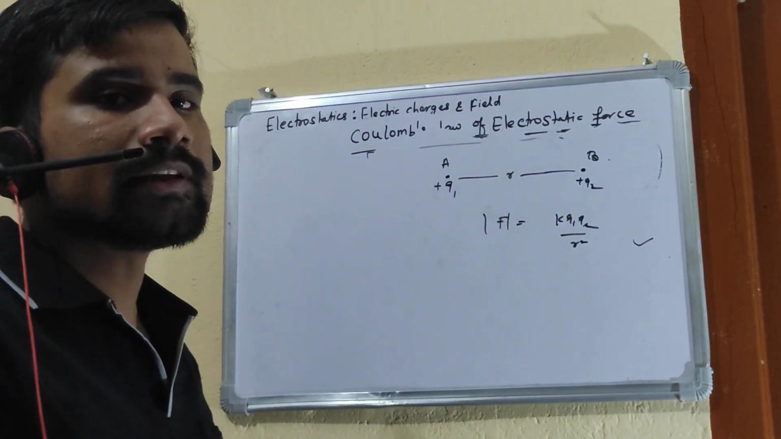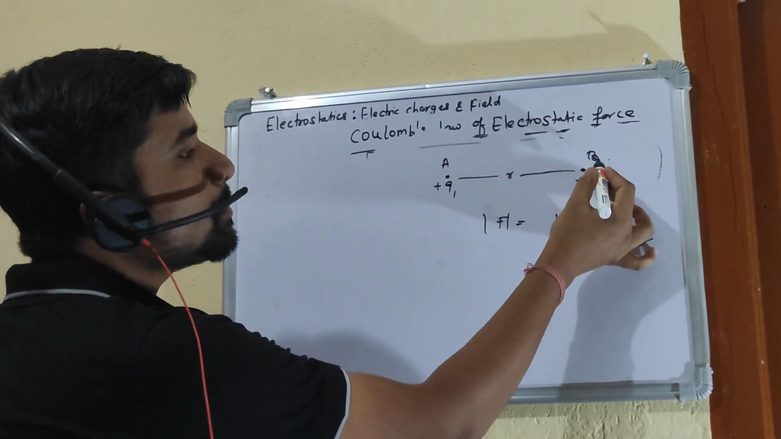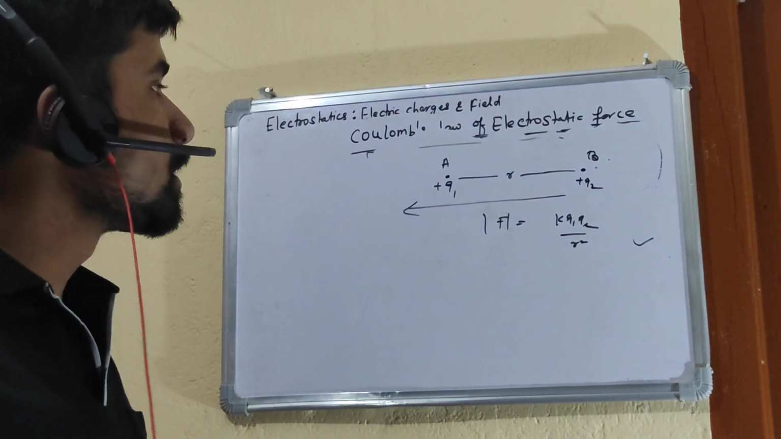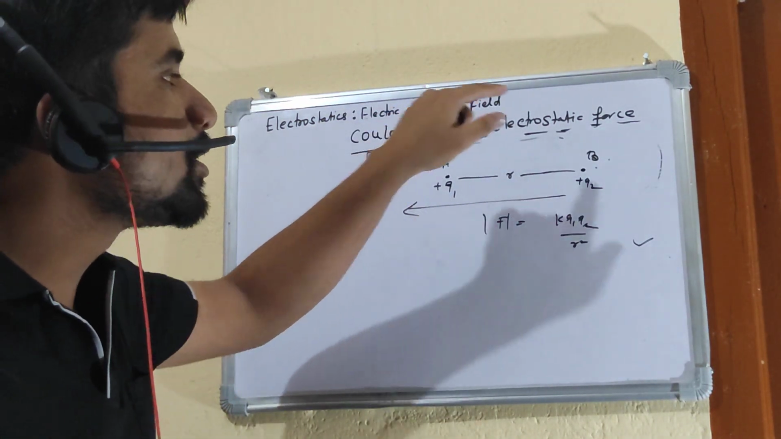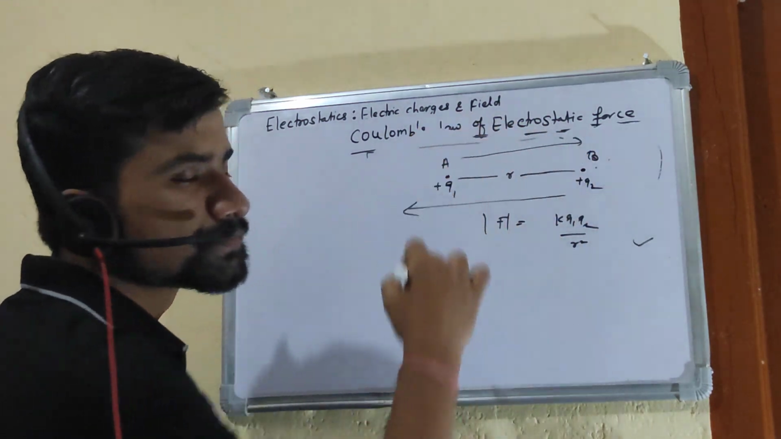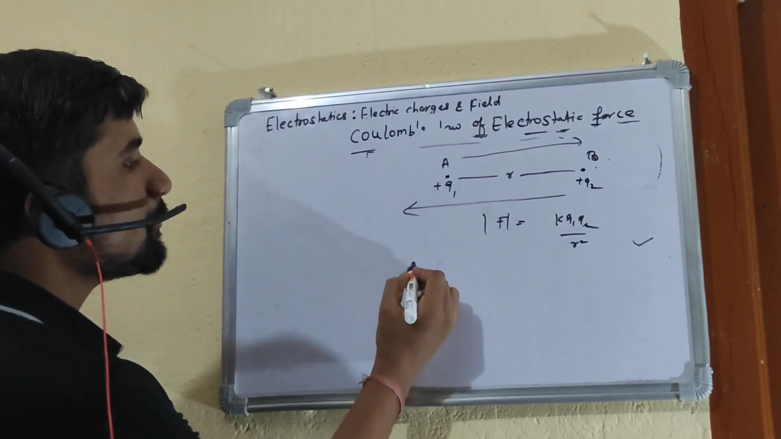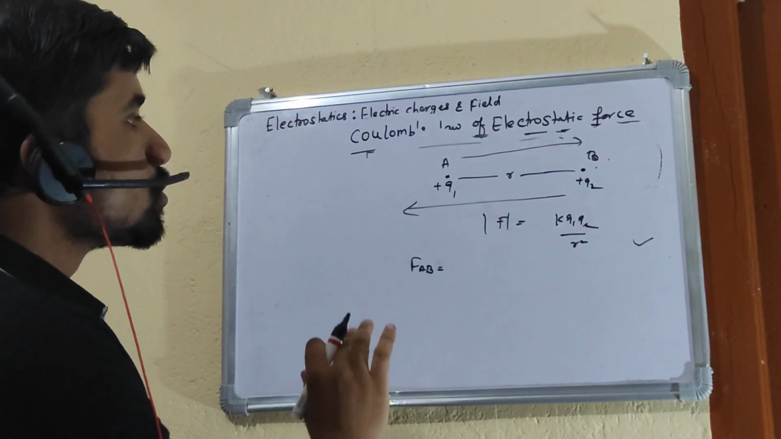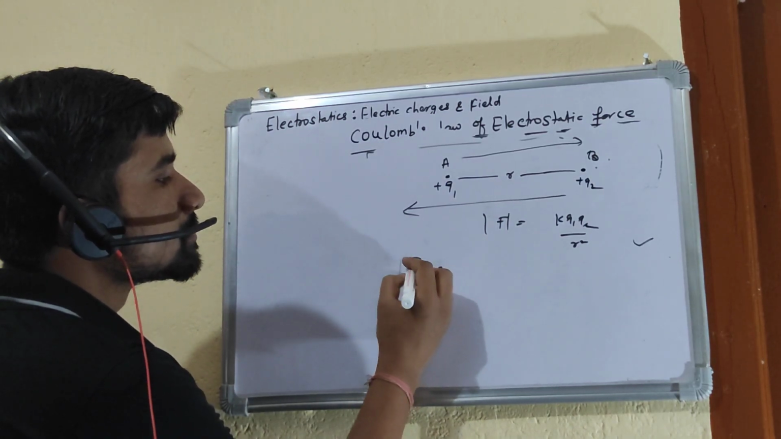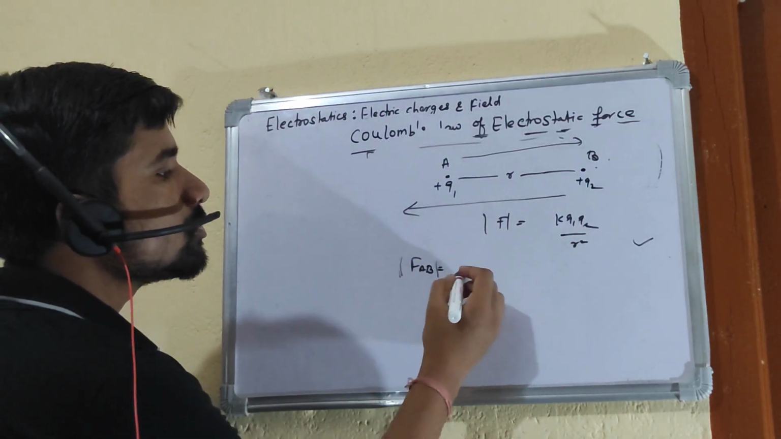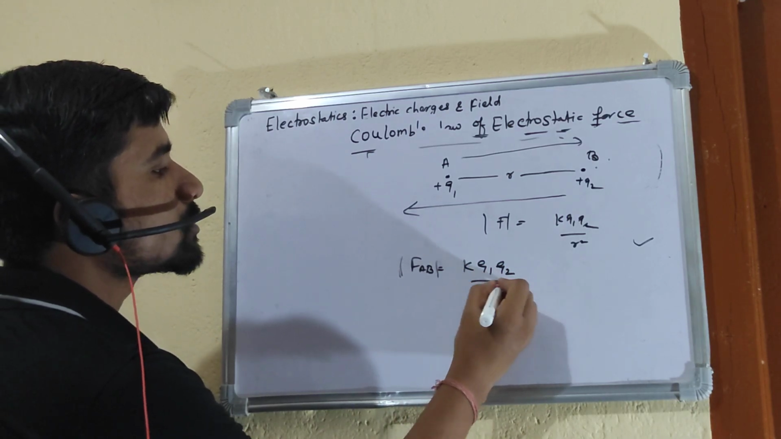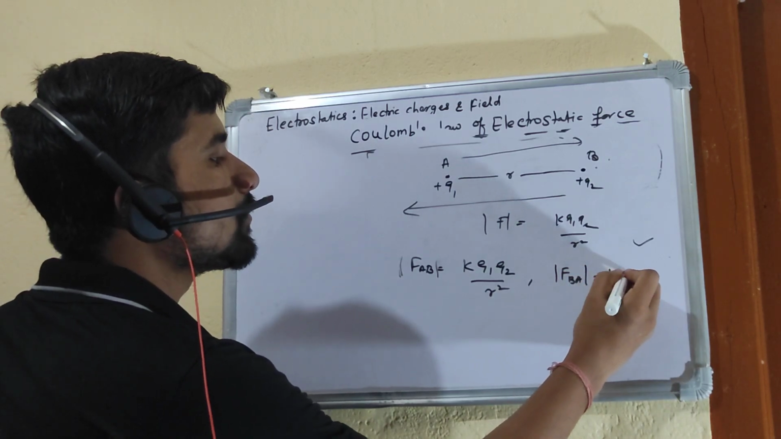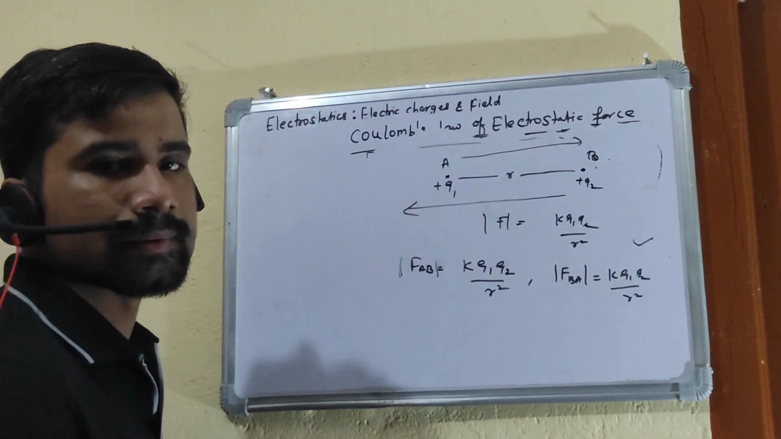These are like charges, so they will repel each other. The tendency of B will be to repel A in this direction, and the tendency of A will be to repel B in the opposite direction, right? So let's say FAB is the force on A due to B. Its magnitude will be k q1 q2 by r square. And for FBA also, the magnitude will be k q1 q2 by r square, right?